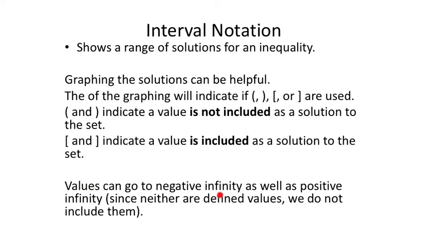So yeah, values can go from negative infinity to positive infinity. We've seen that before. But since positive and negative infinity are not definable mathematically speaking, we can't include those. So if we see negative or positive infinity, we automatically have to use parentheses with those values.